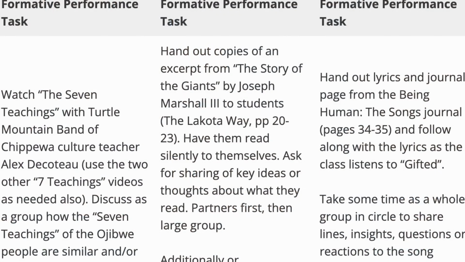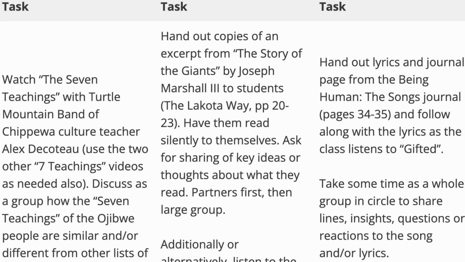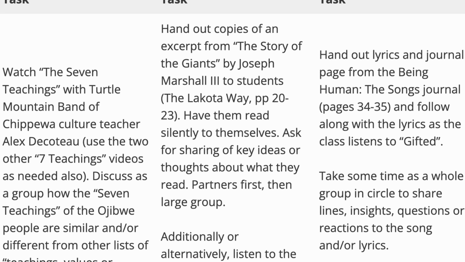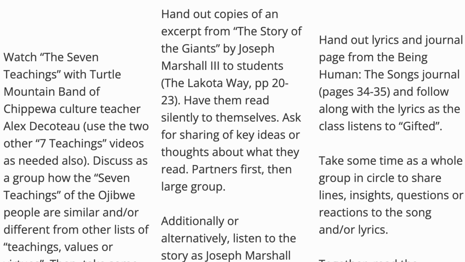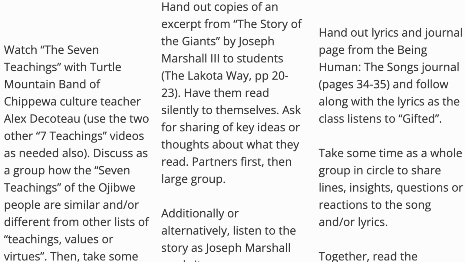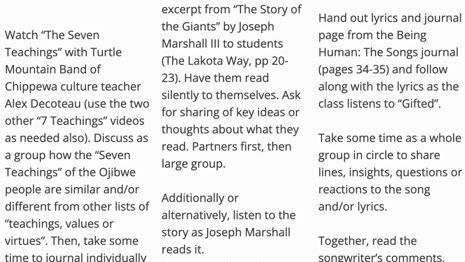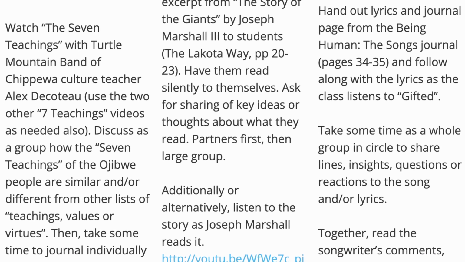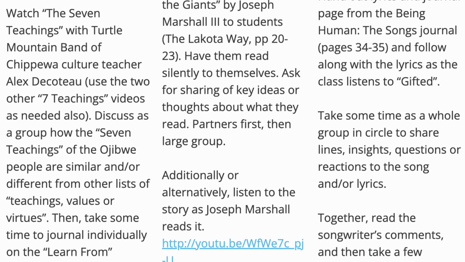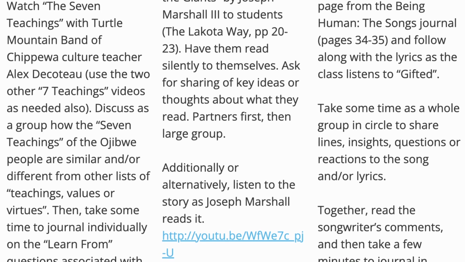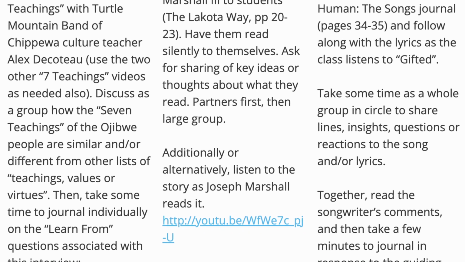In the second column, which was the one about storytelling, we have copies of the story of the Giants by Joseph Marshall III, who is also an indigenous elder. He is from Rosebud Reservation in South Dakota. He is Sicangu Lakota. And so the reading of that story or the listening of it, he has a wonderful recording of that. And then a sharing of an interview with Gladys Hawk, who is an elder from Standing Rock. She talks about listening to stories from her grandmother when she was little at night. And then the learn from questions that are connected with her story.